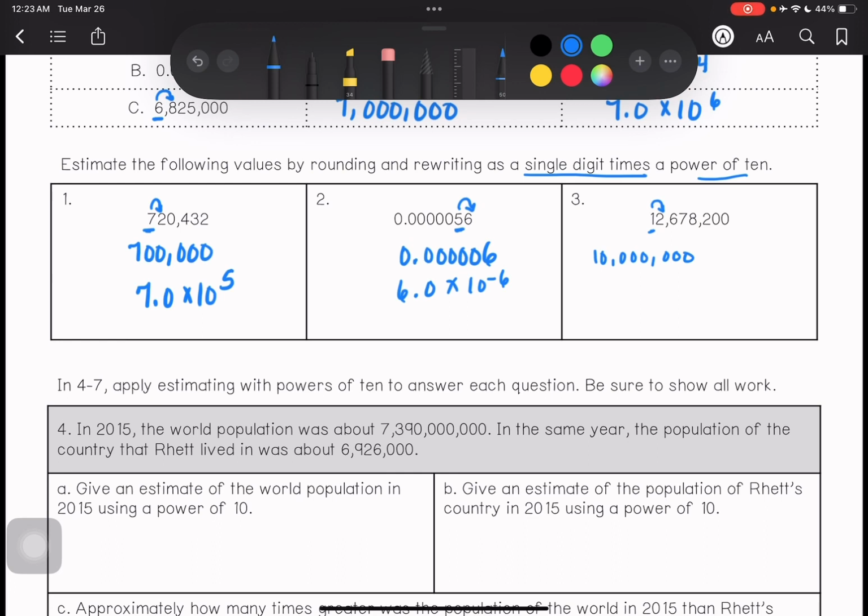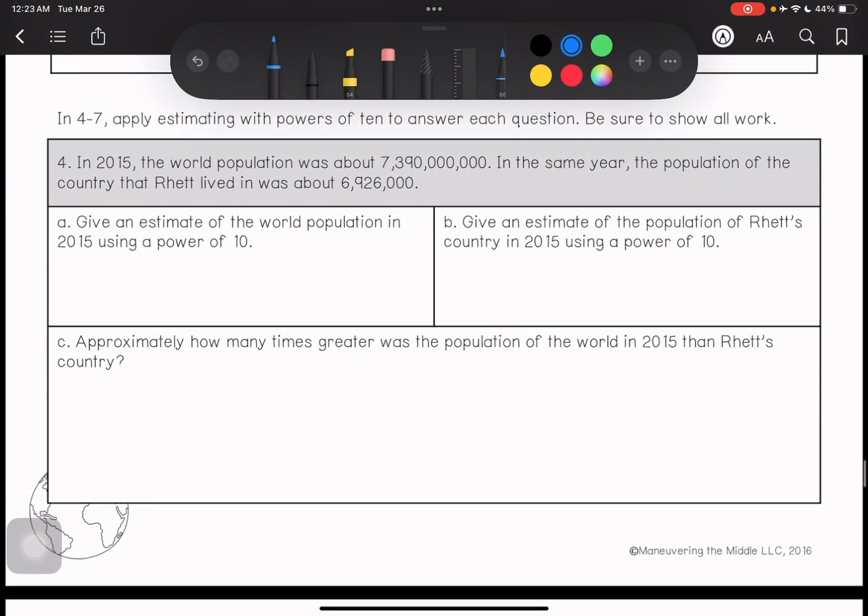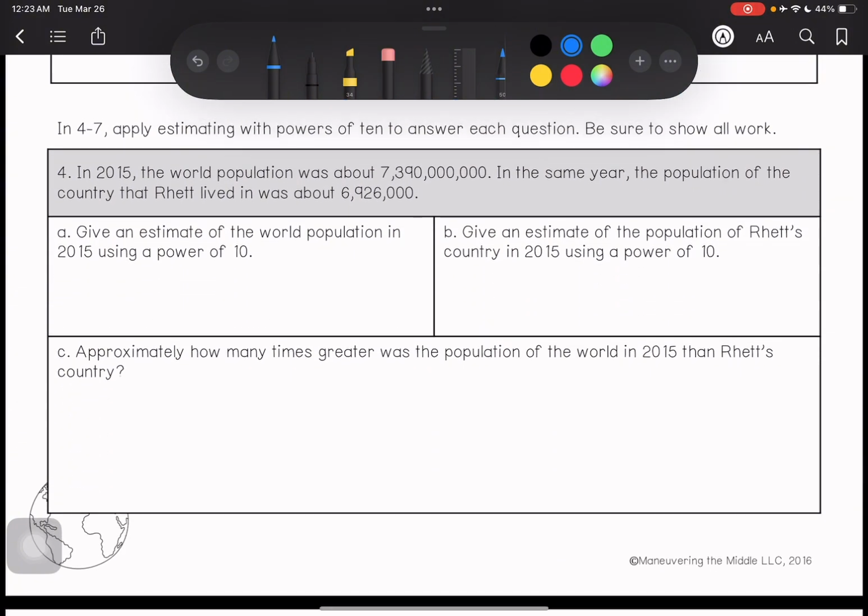So this is 10 million, and write in scientific notation. It's 1.0 times 10 to the 7th power. Number 4, do 7. It says you're going to apply estimating with powers of 10 to answer each question. Be sure to show your work.